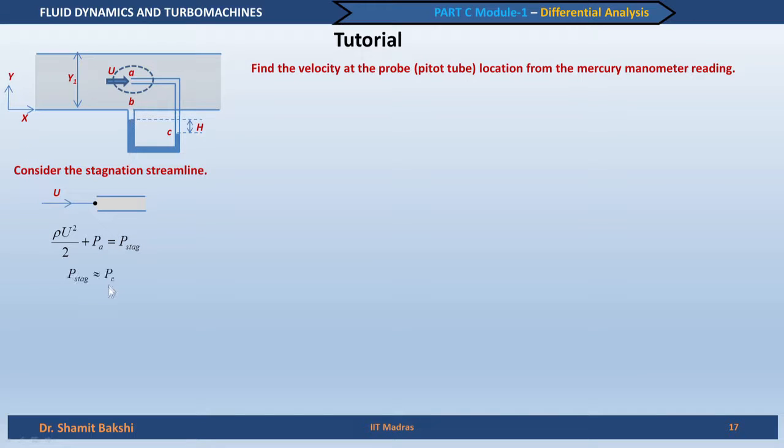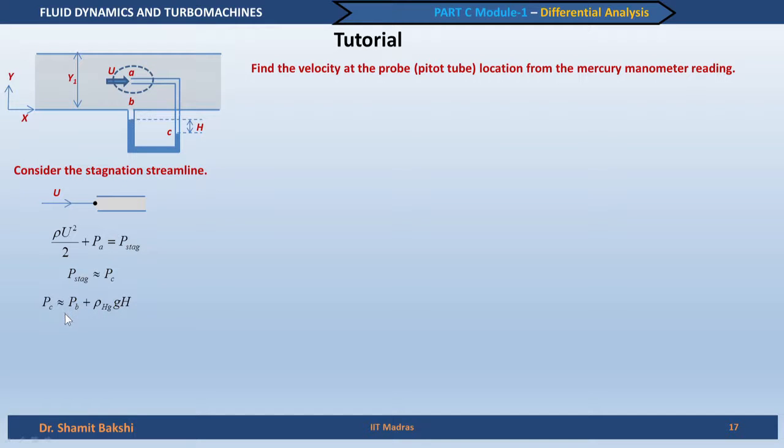If we go forward now, this stagnation pressure here is almost equal to P c. We say it is almost equal to P c because there is a level difference between C and A. We have neglected the weight of the fluid in this particular tube. That is okay because this height is generally very small, and the density is also low if it is just an air flow. So, they are more or less the same.